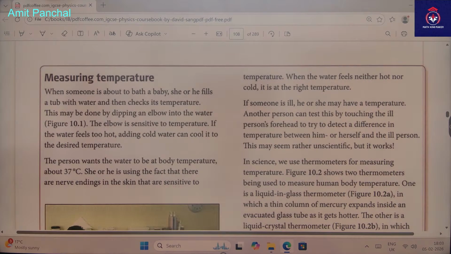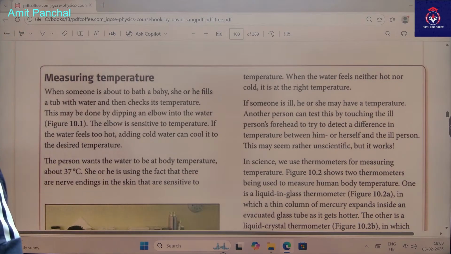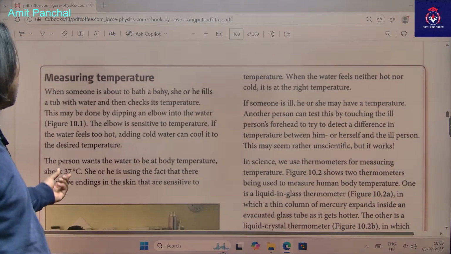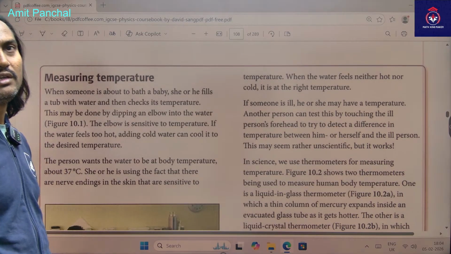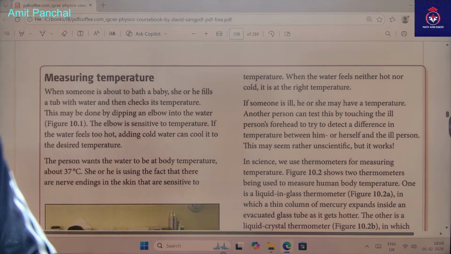So the person wants the water to be at body temperature, about 37 degrees centigrade. She or he is using the fact that there are nerve endings in the skin. Basically our body temperature inside is 37 degrees centigrade. So if we consume anything which is 37 degrees centigrade, that means it is at the level of our inside body temperature.